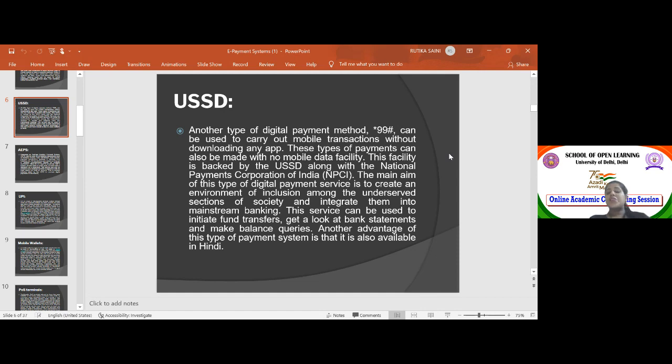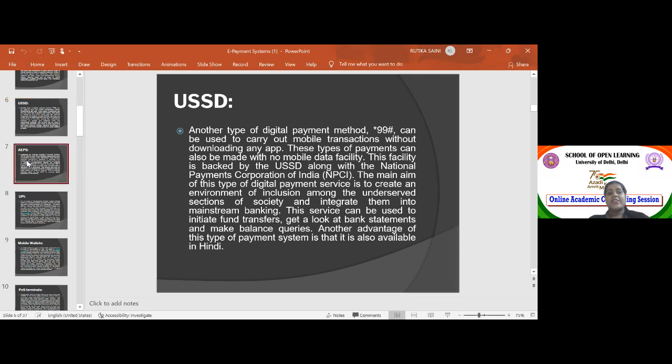Another advantage of this type of payment system is that it is also available in Hindi. So if you cannot afford a smartphone, and if you are living in a remote area, then chances are you might be illiterate as well. And that is why it is also available in the Hindi language, so that you can understand it very well.